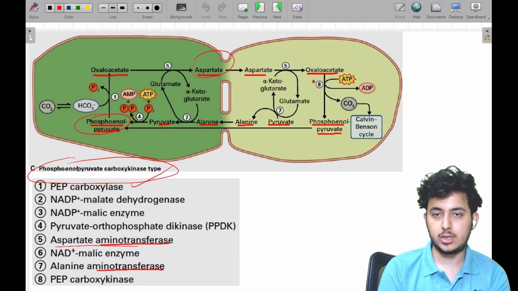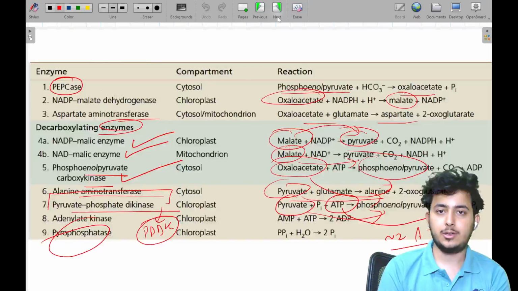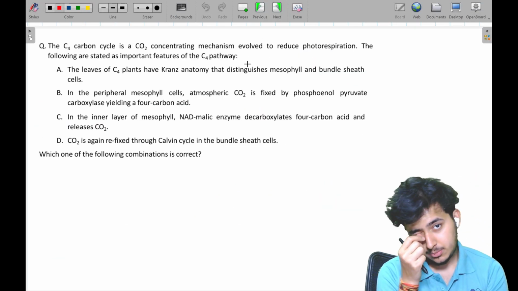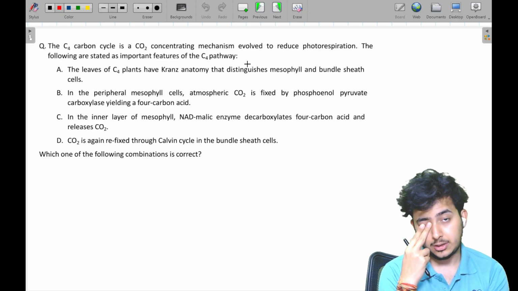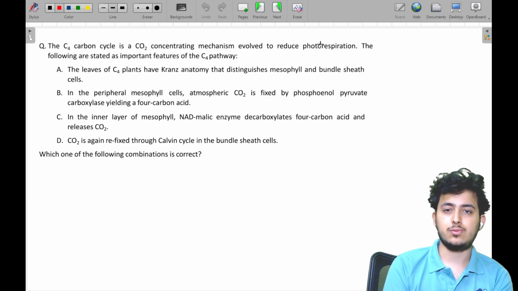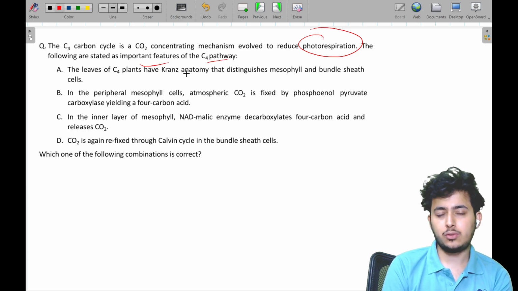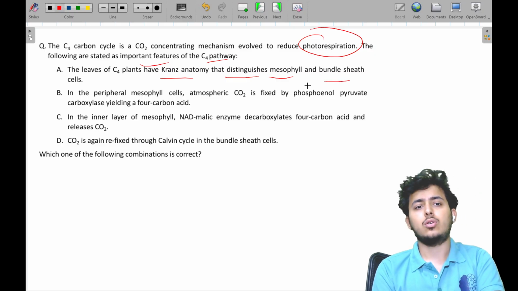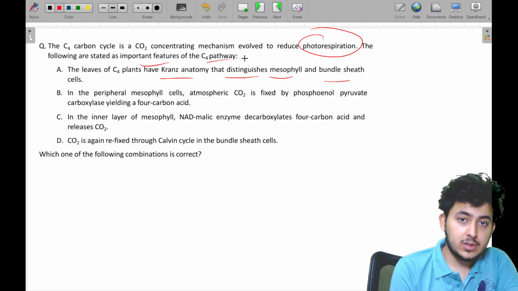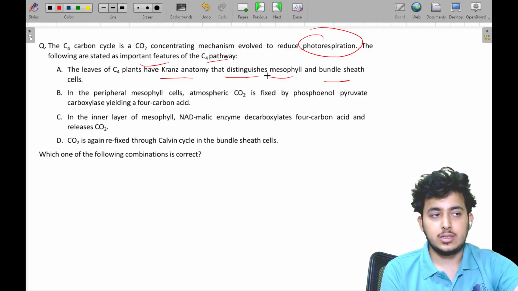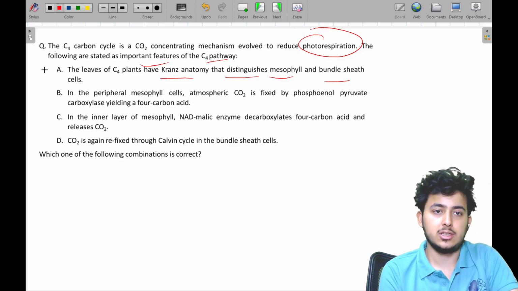So the first question is: the C4 carbon cycle is a CO2 concentrating mechanism evolved to reduce photorespiration. The following are stated as important features of the C4 pathway. The leaves of the C4 plants have Kranz anatomy that distinguishes mesophyll cells and bundle sheath cells. Okay, so C4 plants have Kranz anatomy, and that distinguishes between all these different kinds of cells. So basically this is correct.